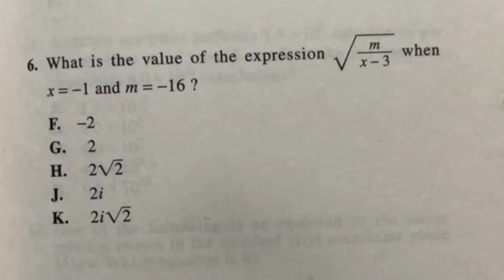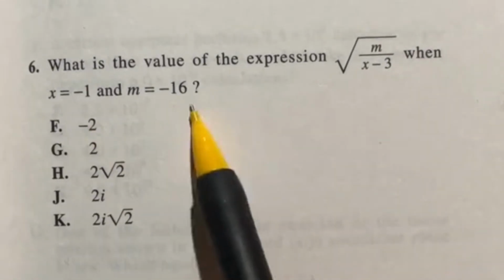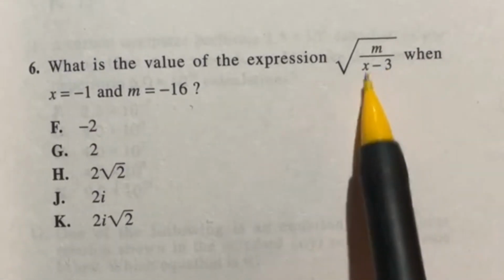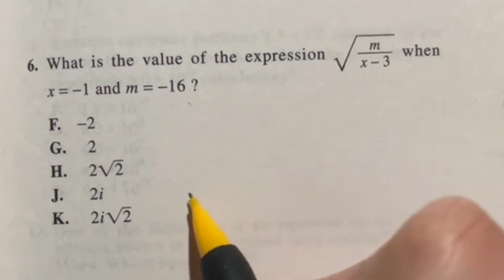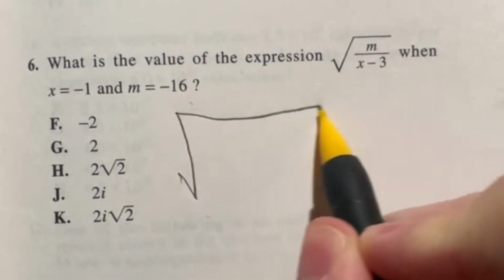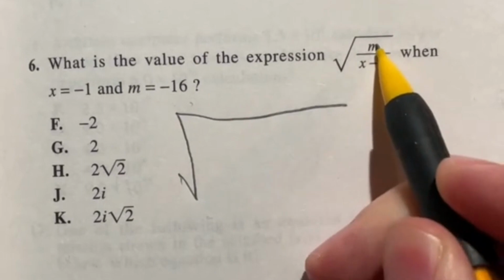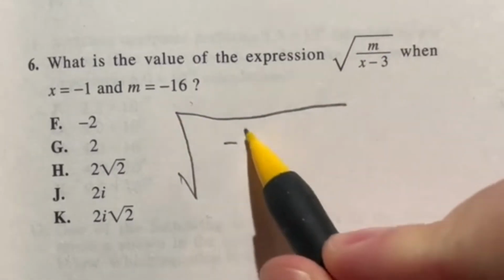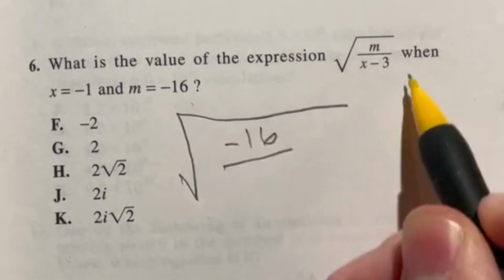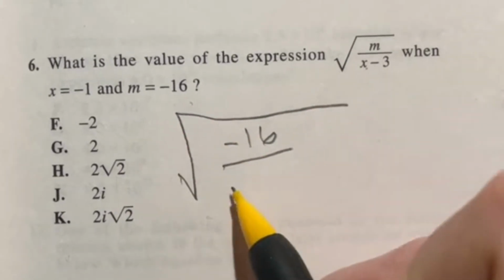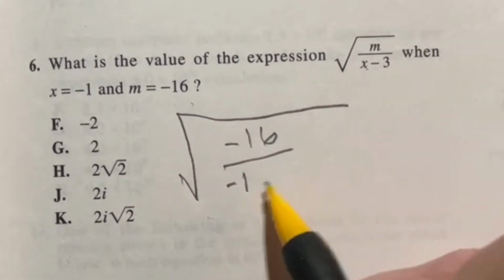All right, so for number 6, we actually have to plug these two numbers into this equation. Now, typically I'll do this in my head, but let's go ahead and get everything written down so that you can see what's happening here. So this is our square root symbol, and for m, we are placing in the number negative 16. Then underneath that, we have x, which they said is going to be negative 1, and then minus 3.